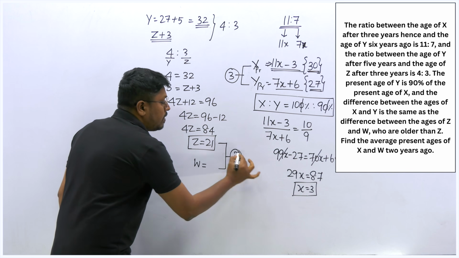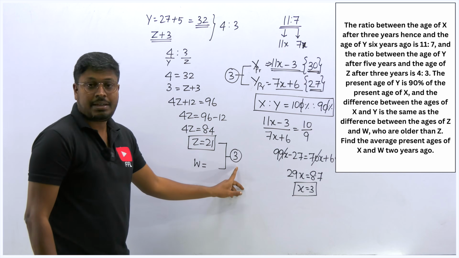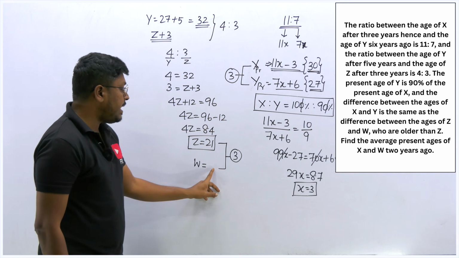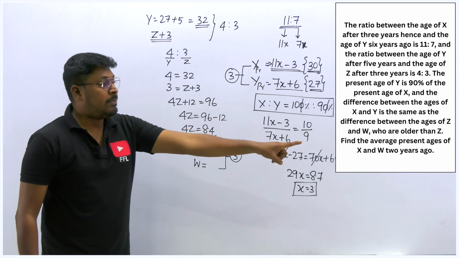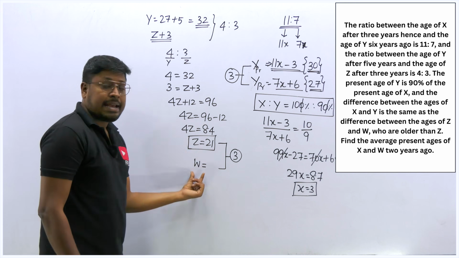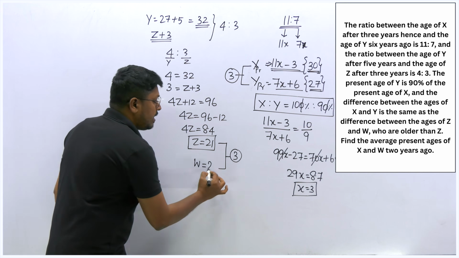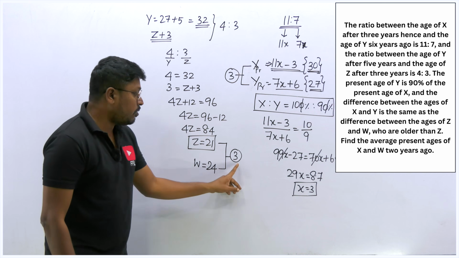So the difference should also be 3, because X and Y is 3. So this difference should also be 3. But remember one thing, this age can be 24 or 17. But they have given one point: W is older than Z. So the person W is not younger, who is older. So definitely it will be 24. Only then can we say the difference between both the values is 3.